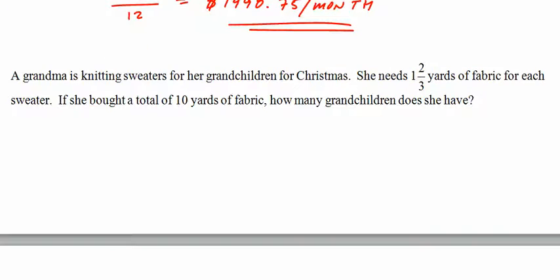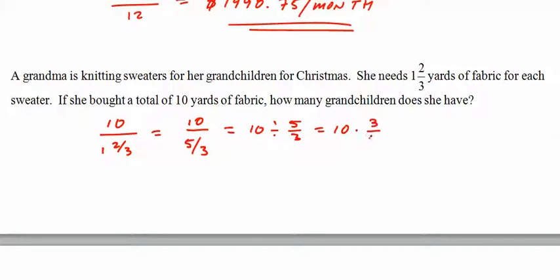Grandma's knitting a sweater for her grandchildren. She needs 1 2/3 yards of fabric for each sweater. She's got 10 yards of fabric. How many grandchildren does she have? 10 divided by 1 2/3. This is a little problem. This is why we don't necessarily like mixed numbers. Got to change into that. Now that's 10 divided by 5/3, which is like 10 times 3/5. Looks like she has 6 grandchildren.